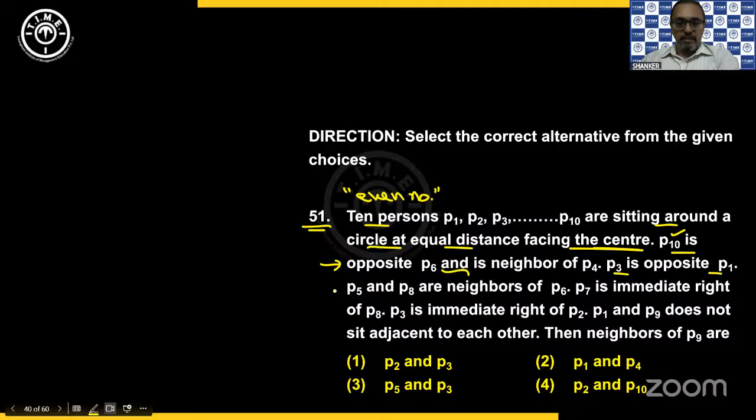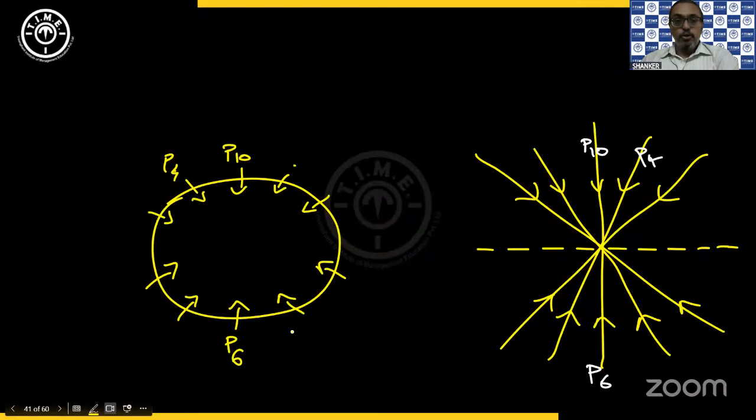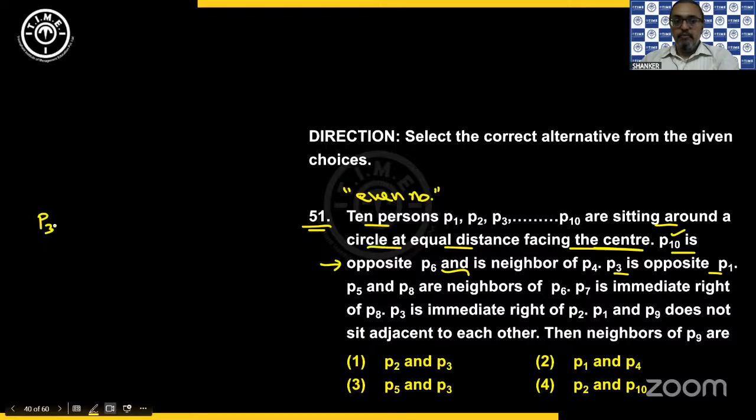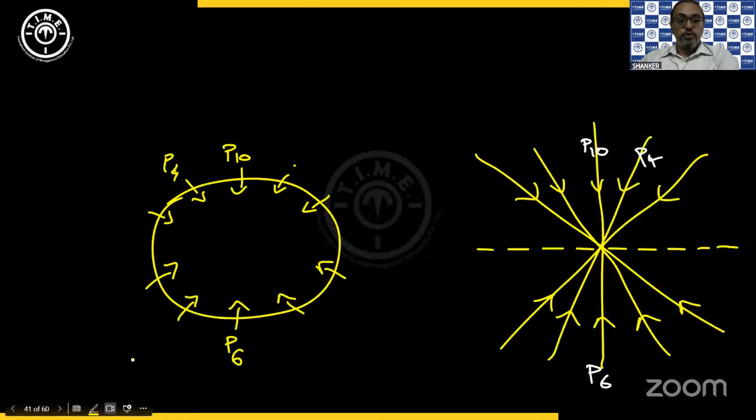P3 is opposite P1. Okay. So P3 is opposite P1. I don't know where that is for now, so I'll put it separately. P3 is opposite P1. P5 and P8 are neighbors of P6. Okay, P5 and P8 are neighbors of P6. So it could be P5 or P8, P8 or P5. Correct? So I'm doing both, P5 or P8, P8 or P5.